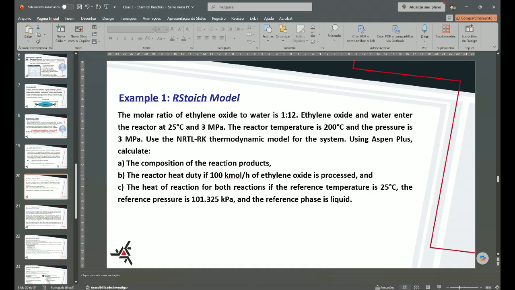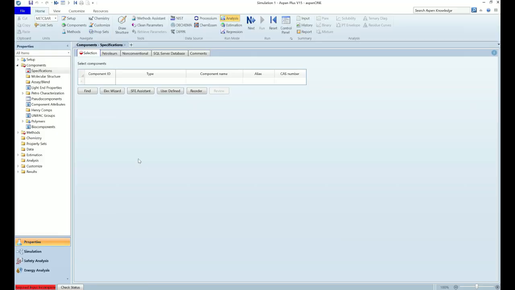Calculate the reactor heat duty if 100 kmol per hour of ethylene oxide is processed. Okay, that means if this is the amount for ethylene oxide, 12 times this is the amount for water, right? And the heat of reaction for both reactions, if the reference temperature is 25 Celsius degree and the reference pressure is 101.325 kilopascals. Okay, and the reference phase is the liquid phase for this reaction. So next, let's go to Aspen Plus for simulating this case study. Let's go to our simulation.